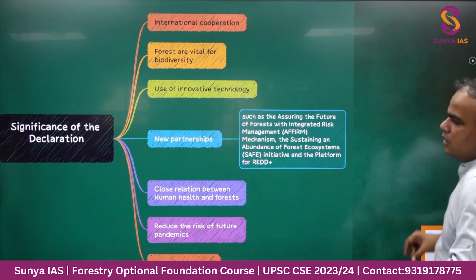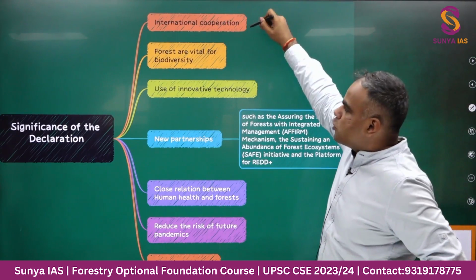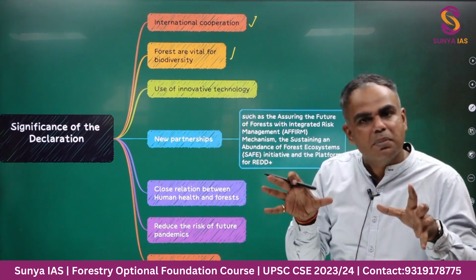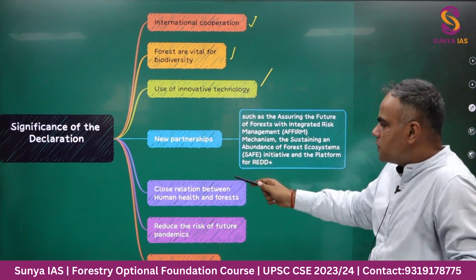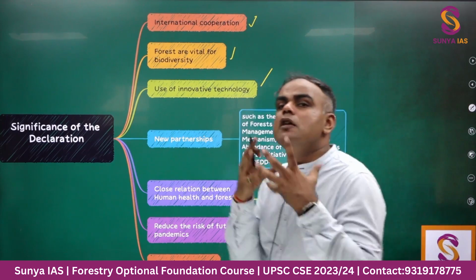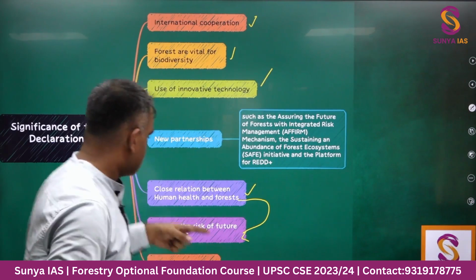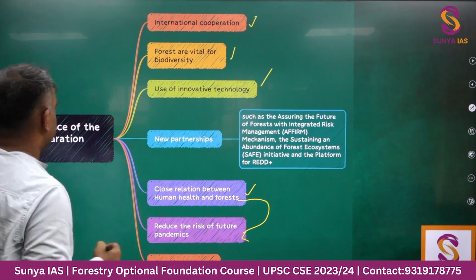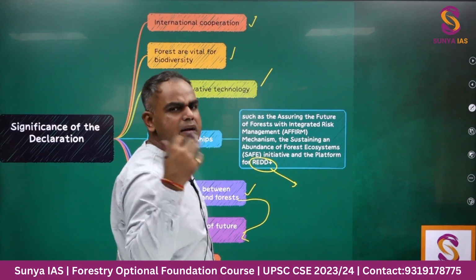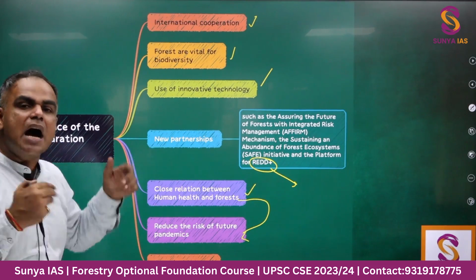Fine. The portions I highlighted, I've just made a mind map also of this. Talks about international cooperation, forests being vital for biodiversity, and again we've discussed mainstreaming biodiversity part. Innovative technology, new partnerships, close relation between forest and human beings, reducing the risk of pandemics, and sustainable wood, because we just simply don't want to extract timber in an unsustainable manner. Think of sustainable wood. Okay, again you have a platform REDD plus, we will discuss this in 1B, okay, and in 2B as well. Reducing the emissions from deforestation and degradation, REDD and REDD plus.